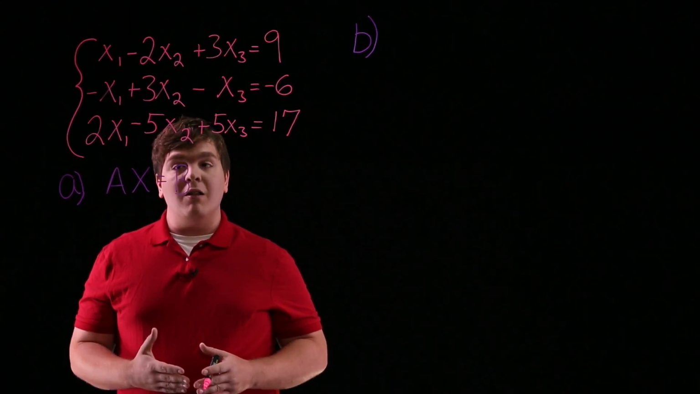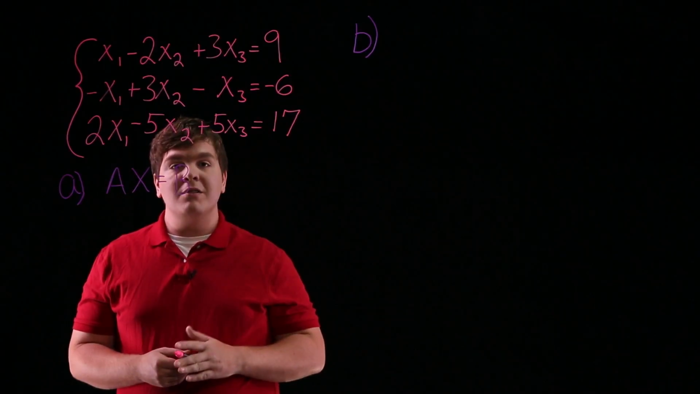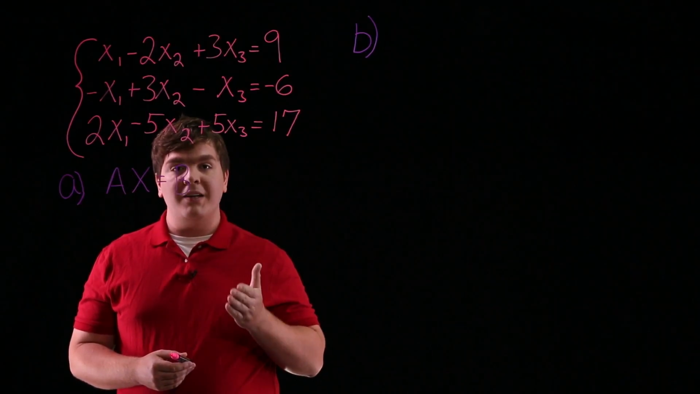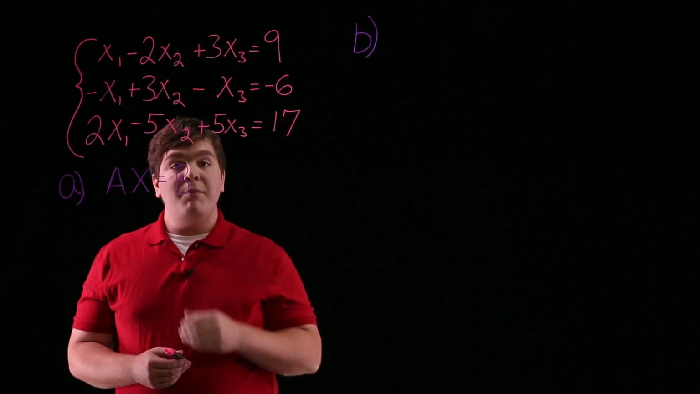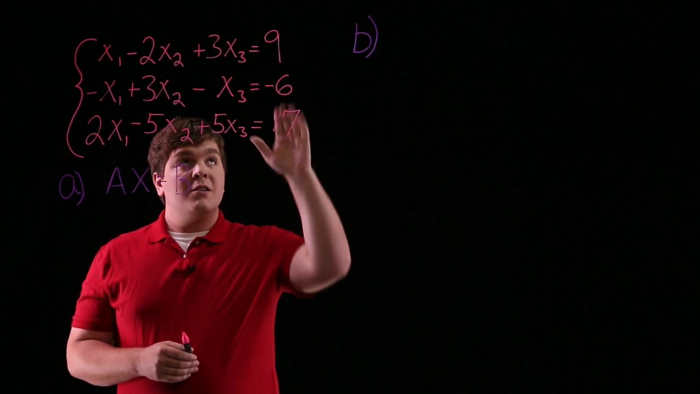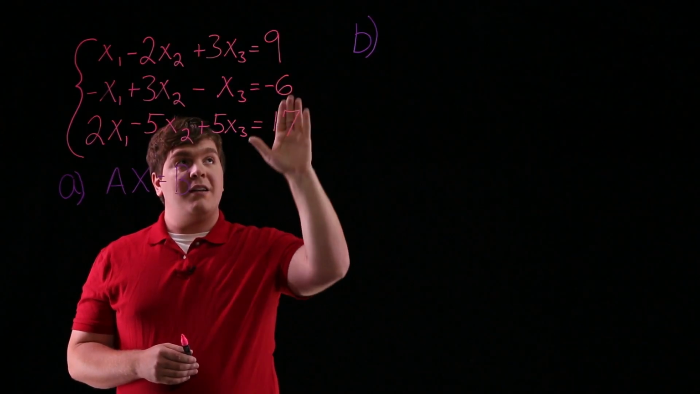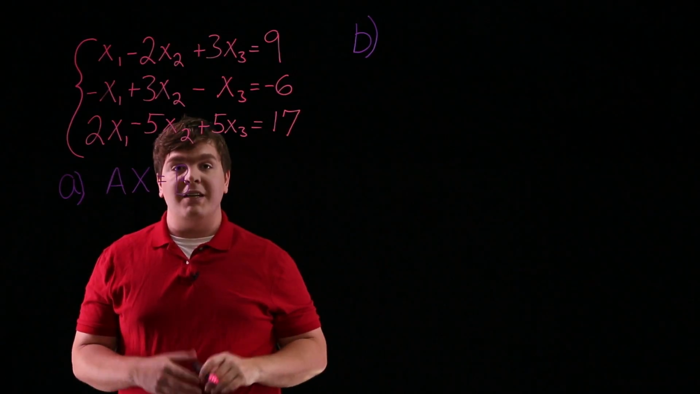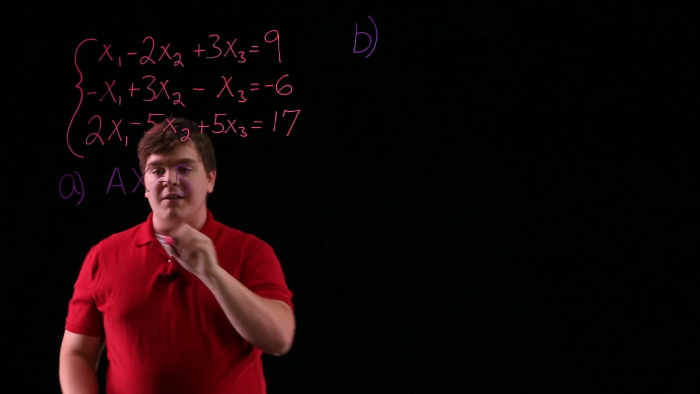X is just going to be a column matrix, and since we have three variables, the entries are going to be x1, x2, and x3. And B is our constant matrix. So B is just going to have entries 9, -6, and 17. So let's write out these matrices.